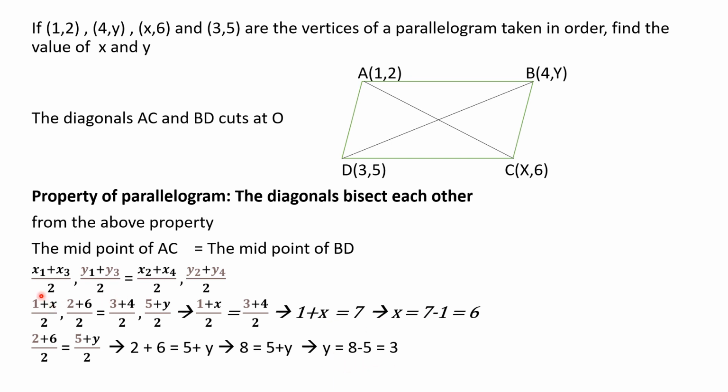First we have to take 1 plus x by 2 equal to 3 plus 4 by 2. We have to solve and get the value of x. 2 will get cancelled. In the same way, 2 plus 6 by 2 equal to 5 plus y by 2, you equate, you will get y. So it's very easy to apply the midpoint formula in the problems, but you should know how to apply it. So practice problems like this and get thorough with this concept of midpoint.